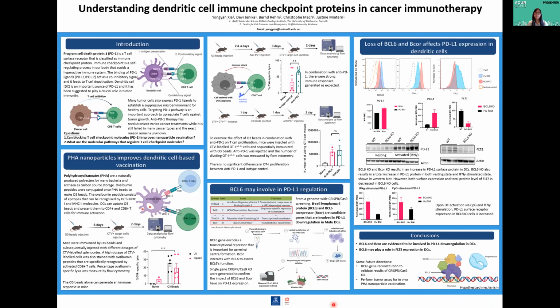So with the BCL6 knockout cells and BCOR knockout cells, we do see an increase of PD-L1 surface protein level as we expected, shown in this group 2 quantitative graph here. And you can also see this wave graph here.